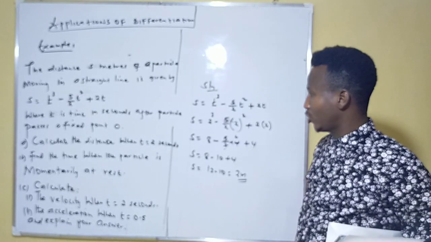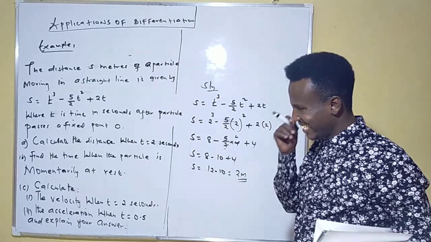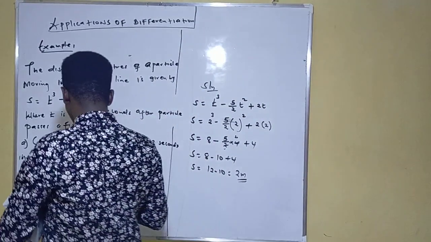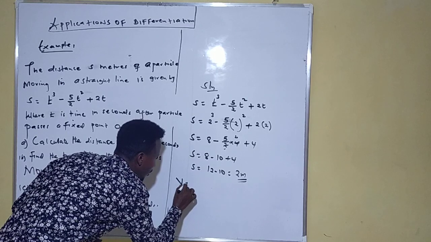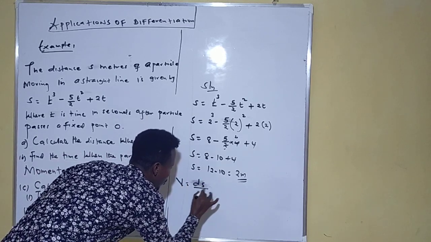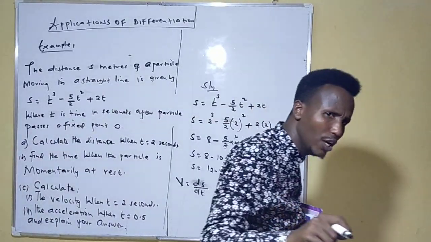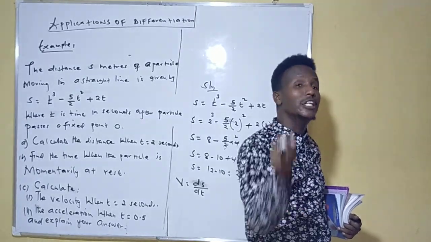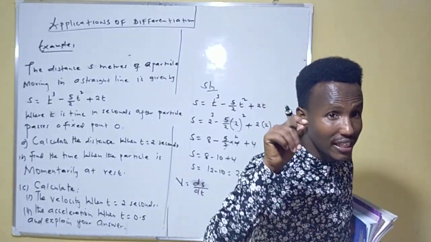Question B, you are told find the time when the particle is momentarily at rest. Means when velocity is 0. But let's get velocity first. I know that velocity is equal to ds over dt. What do I mean? I'm differentiating distance with respect to time. So velocity is equal to ds over dt, meaning differentiating displacement or distance with respect to time.